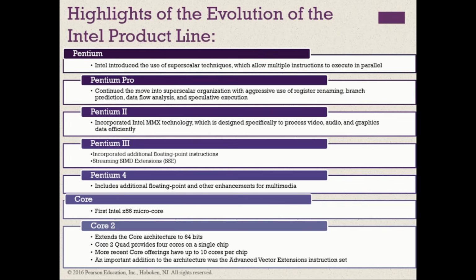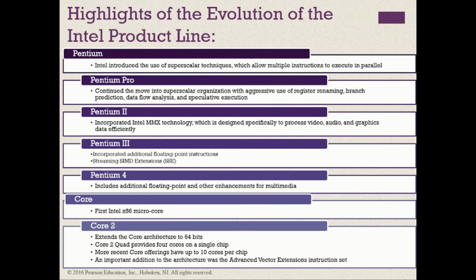And then we have the Pentium 4. The Pentium 4 includes additional floating point and other enhancements for multimedia. And then next we have Core. This is the first Intel x86 microprocessor with a dual core, referring to the implementation of two cores on a single chip. As an example, two brains inside your head.